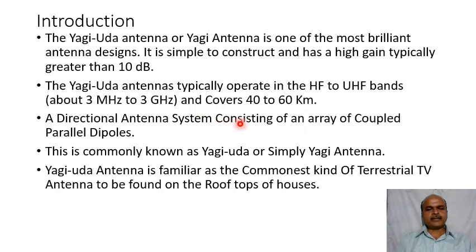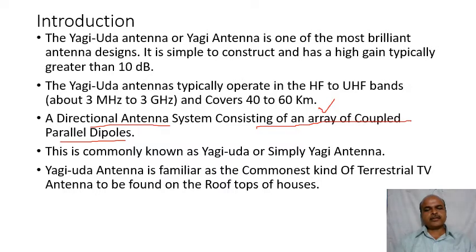A directional antenna system consisting of an array of coupled parallel dipoles. So this is a very important phrase. This is a directional antenna consisting of an array of coupled parallel dipoles. So what is meant by an array? A group of antennas forms an array, that is, dipole antennas in parallel fashion form this Yagi-Uda antenna. So you can say the Yagi-Uda antenna is an array.